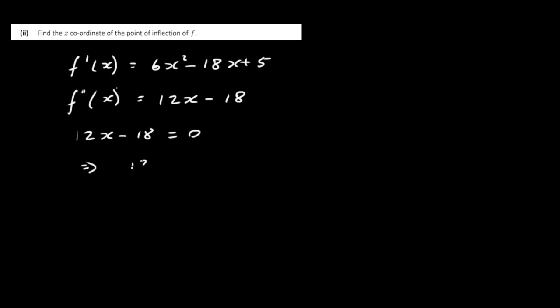That'll give us 12x is equal to 18, or just x is equal to 18 over 12, which is 3 over 2, or 1.5. Now the question is, find the x-coordinate of the point of inflection. So we don't have to worry about finding the y-coordinate, so that's our answer there.